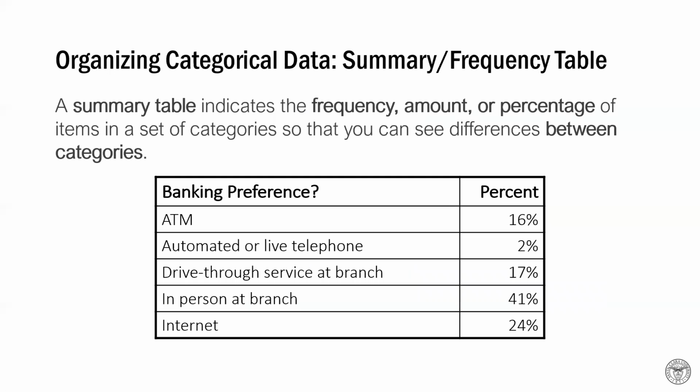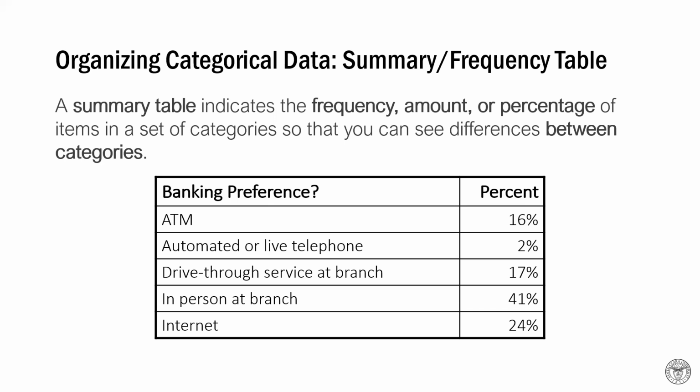In a frequency table, we can count the number of observations of each category, and then summarize those numbers into relative frequency or percentages in a particular set of categories. For example, in this table, regarding banking preference, we have 5 categories: ATM, automated or live telephone, drive-through service at branch, in-person at branch, and internet.